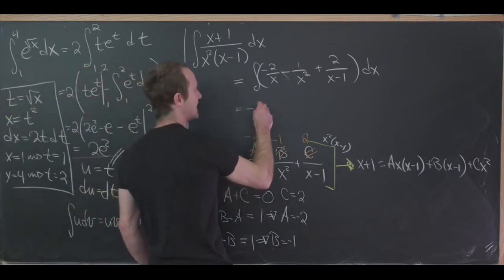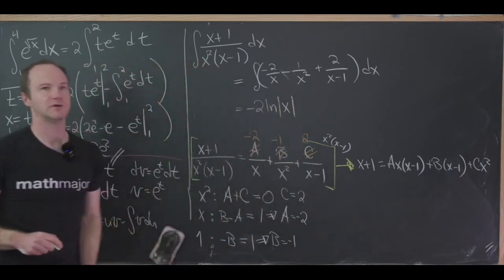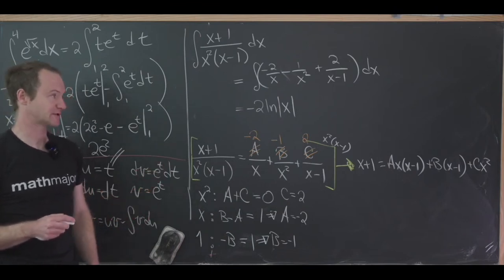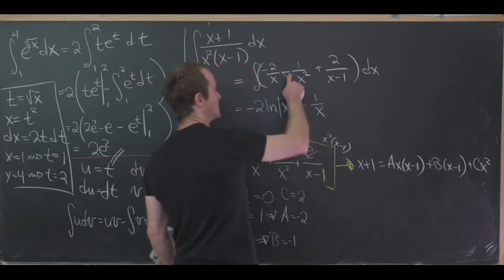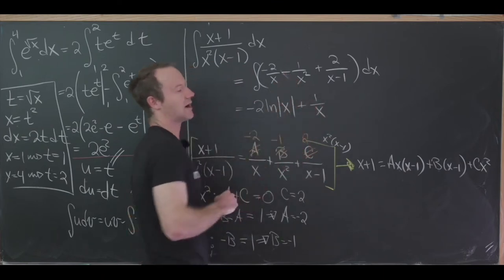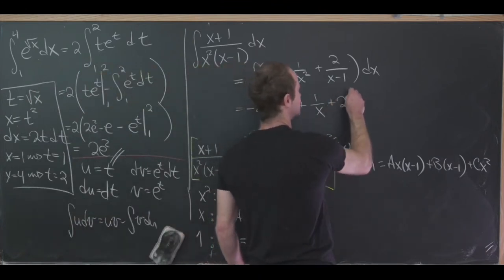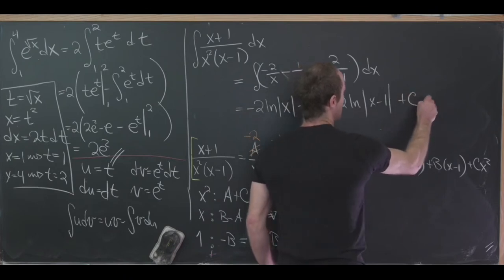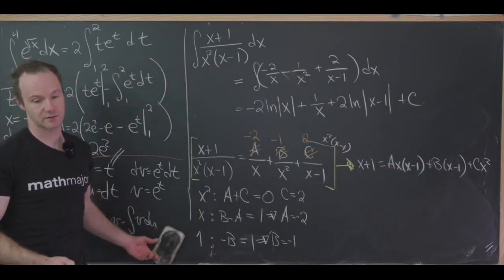So this will give us minus 2 times the natural log of the absolute value of x. Recall, when you take the antiderivative of something like this, you pick up an absolute value. And then we'll have plus 1 over x. So think about this. This is x to the minus 2, so the minus 2 is gobbled up by taking that antiderivative. And then finally, plus 2 times the natural log of the absolute value of x minus 1. And then plus a constant. So that would be our final value of this integral.